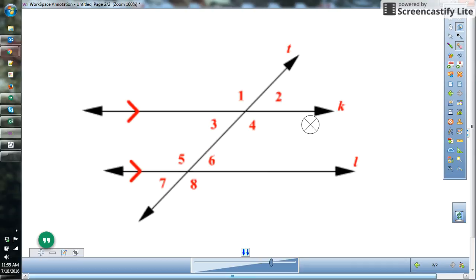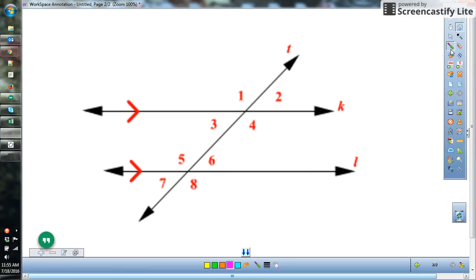Here I have a pair of parallel lines. It's going to be line K and line L. They're parallel, and I know they're parallel because I have these little tick marks on them that show me that they're parallel. Now, these are being cut by the transversal T, which is the line that cuts through it.